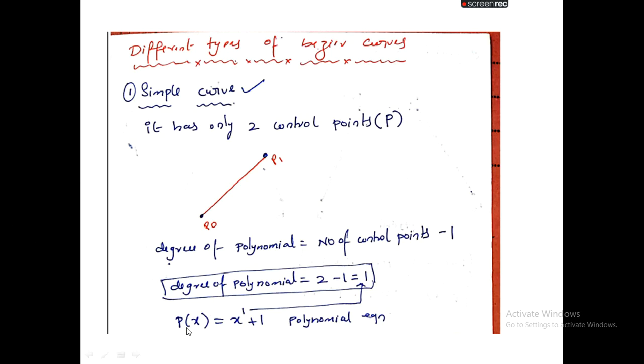Then the polynomial equation is P of x equals x power 1 plus 1. X power 1 means the order, or degree, of the polynomial is 1 here, because the number of control points is 2. Those are P0 and P1. With the help of two control points P0 and P1, I created a simple curve. This is the first type of Bezier curve.